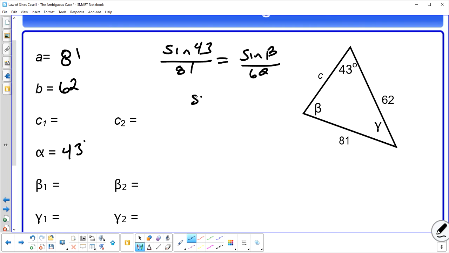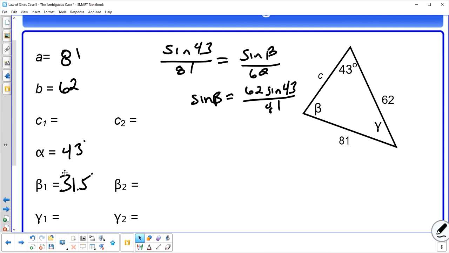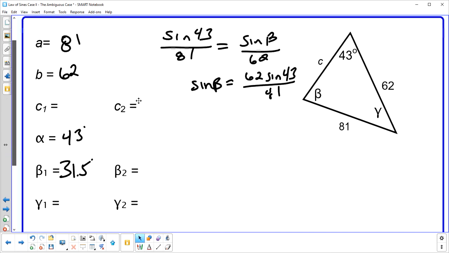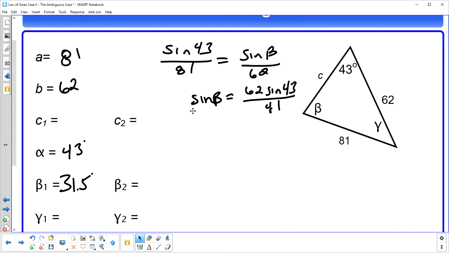And so the sine of beta, when we plug this into our calculator, would just be 62 times the sine of 43 over 81. And that means that beta is going to give us a value of 31.5 degrees. And remember, to find beta here, you'd have to do sine inverse after you did all that. After we found beta, we could do 180 minus 43 minus 31.5. That will give us gamma 1, or C1, whichever you want to call it. And that's going to be 105.5.